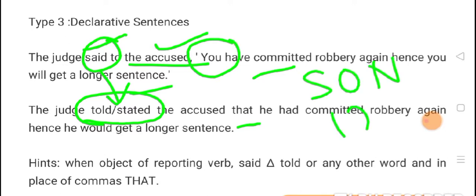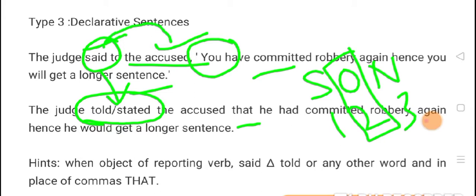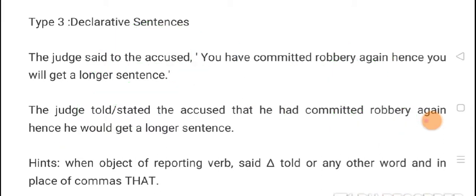So second person will be changed into object of the reporting verb. The reporting verb is said and object is the accused. So the accused might be he or might be she. So accused that he or she had committed robbery again, hence he or she would get a longer sentence.